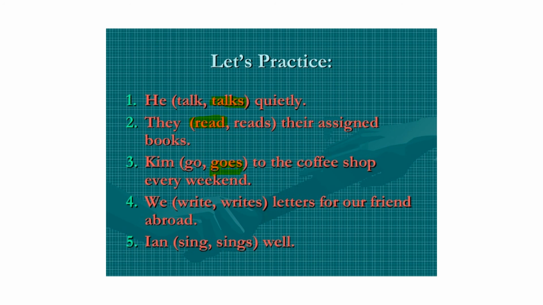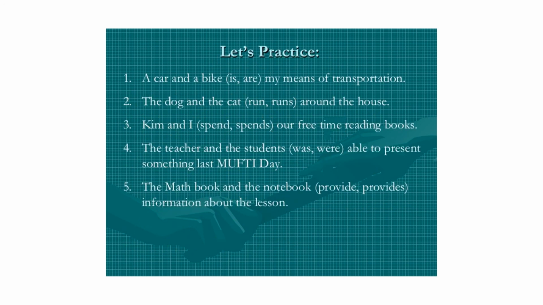We write or we writes letters. Here we is a plural word. Therefore it will be followed by a plural verb, and a plural verb is something that does not have the usage of S. Therefore it will be we write. And then Ian sings well or Ian sing well. Ian is a singular noun, one subject. Therefore it will be sings well. Ian sings well. Let us very quickly have a look at some more sentences.